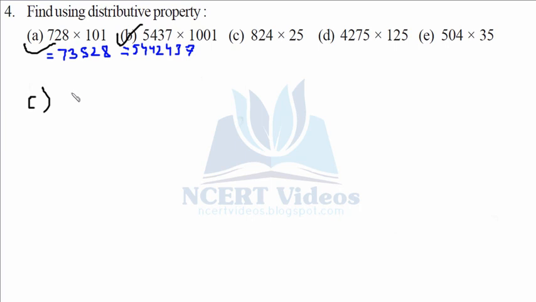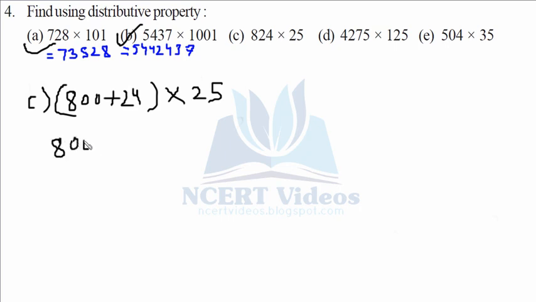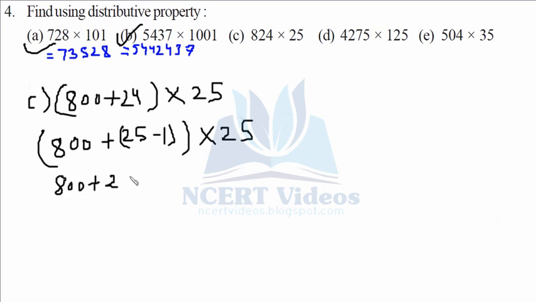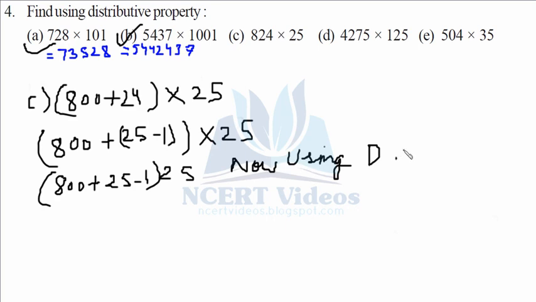We will split 824 as 800 plus 24 into 25. We split 824 as 800 plus 25 minus 1, into 25. When the internal bracket gets over, we can write it as 800 plus 25 minus 1, into 25. Why are we doing it? Because it makes our calculation easier, because multiplying is easier when numbers like 0s and 5s are there.